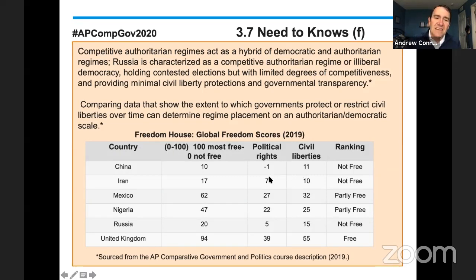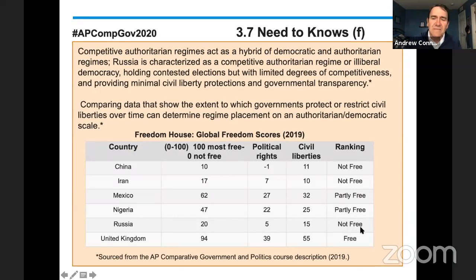And so you can see this data, and I've listed the countries alphabetically, but you can see that in AP comparative, China and Iran score the lowest. If 100 is the most free, the United Kingdom scores a 94 based on its scores for political rights and civil liberties. China and Iran get the lowest scores and are deemed to be not free. And Russia scores a 20, so slightly above Iran.